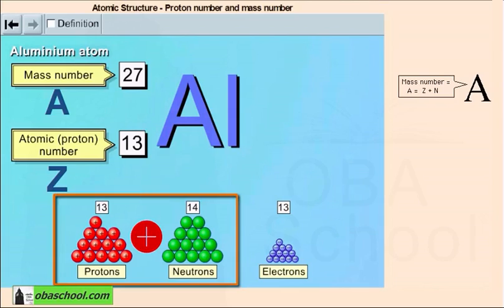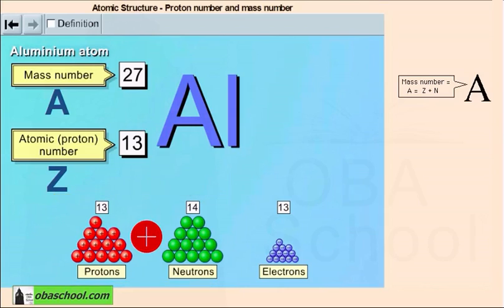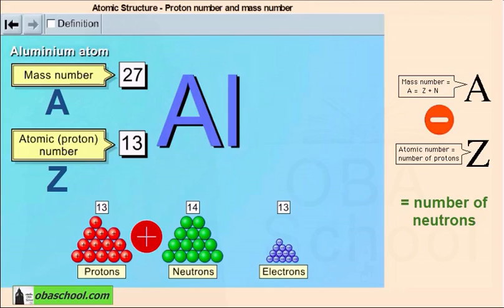Now, what if we're given the mass number and the atomic number? So basically we have the A and the Z, but we need to find the number of neutrons. Basically, that's very simple. We will subtract Z from A, the atomic number from the mass number, to find the number of neutrons inside the nucleus.